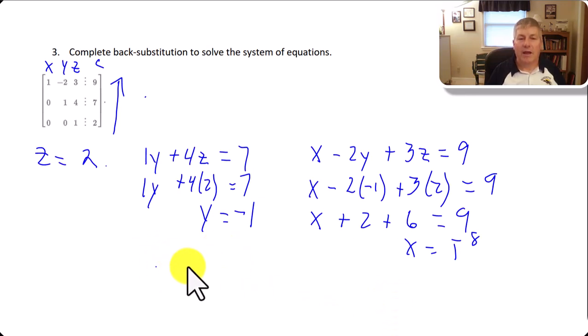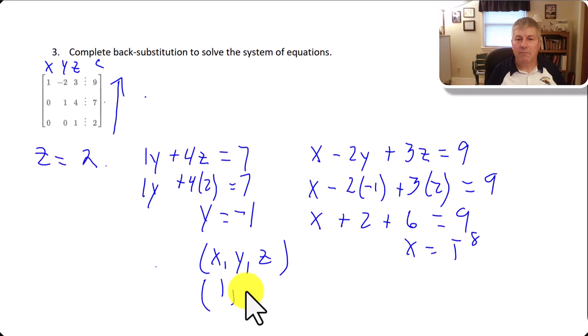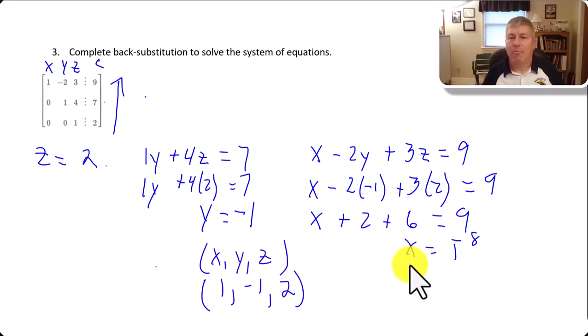So we have an x value, a y value, and a z value. We'll write that as an ordered triple, x, y, z. So our ordered triple here is 1, -1, and 2. And order does matter, so make sure generally alphabetical order in these kinds of problems, but definitely the order that you have them in the equation.